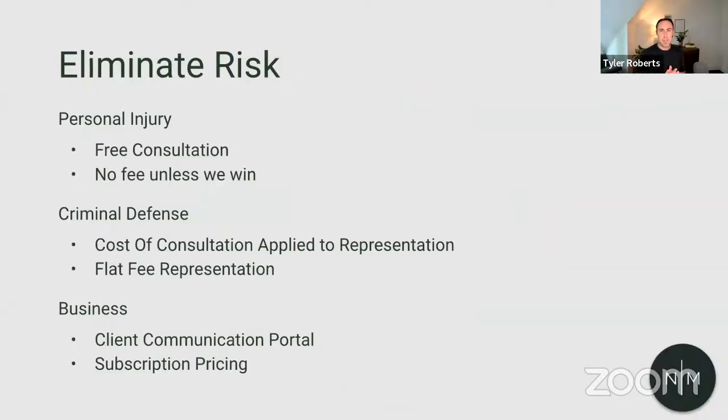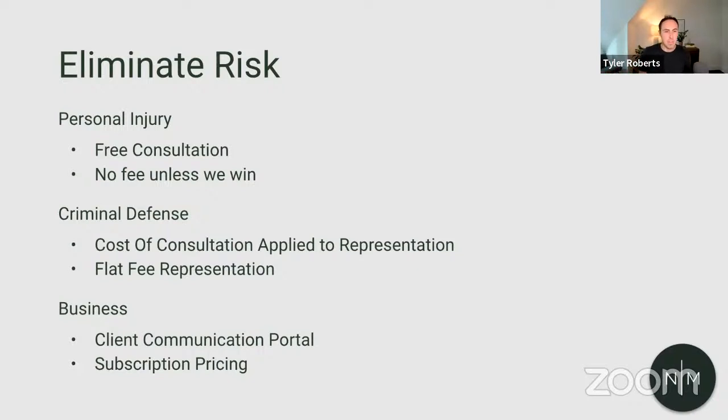So eliminating risk, what does that mean? Obviously in law, we can't guarantee anything. It's not like we can give a money back guarantee, right? But with different practice areas, there's different ways to reduce the risk to the client. In personal injury, it's pretty clear: free consultation and no fee unless we win. That doesn't require a lot of risk to call the attorney. There's not going to be that upfront cost. If they don't win, they don't get paid either. It's a really great way to explain the benefit of hiring the firm because the upside is so high.